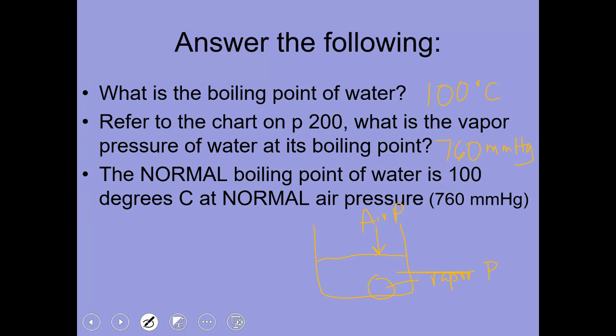If they're not equal, the water won't boil. So the temperature at which water boils depends on the air pressure, because you need a vapor pressure that's equal to air pressure for the liquid to boil. So when we're at normal atmospheric pressure, which is 760 millimeters of mercury, the water has to be 100 degrees Celsius to get 760 millimeters of mercury inside of that bubble.